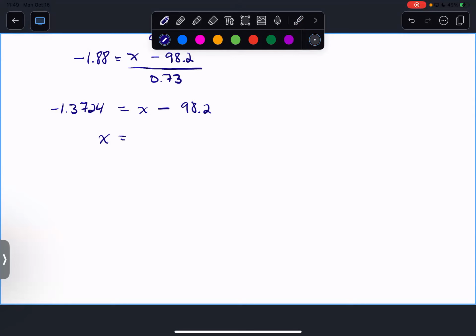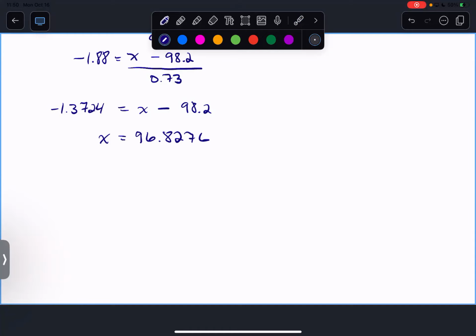Ooh. You guys okay if I use my revolving door around the equal sign? It's a habit of mine. It's actually kind of a good habit. Usually you want to have what you're solving for on the left-hand side. So I just use my revolving door here and add 98.2 to get 96.8276. Right?